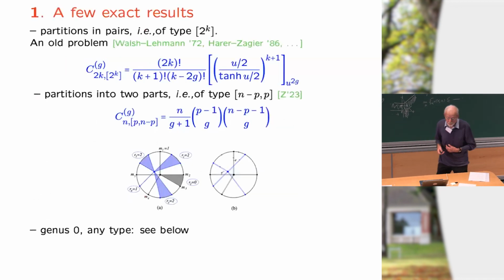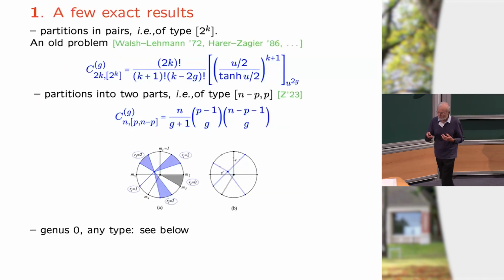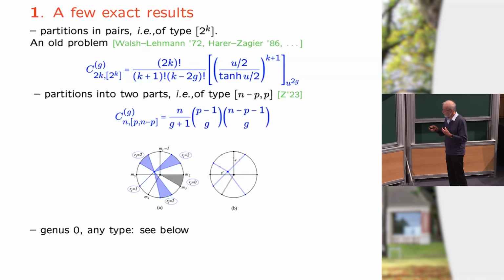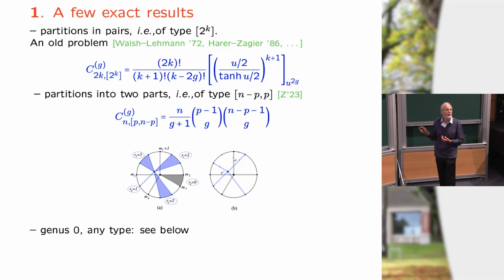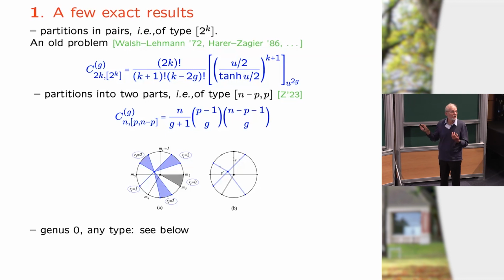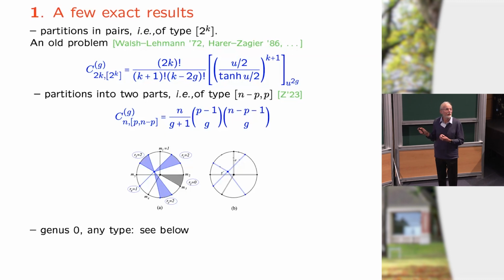Okay, so a few exact results. For arbitrary genus, there were basically only two results that were known so far, which are still the only ones known. The first one is the classical problem of partitions in pairs. The problem was first addressed by Walsh and Lehman in the beginning of the 70s, and later by Harer and Zagier. These people were interested really in the combinatorics of the problem.